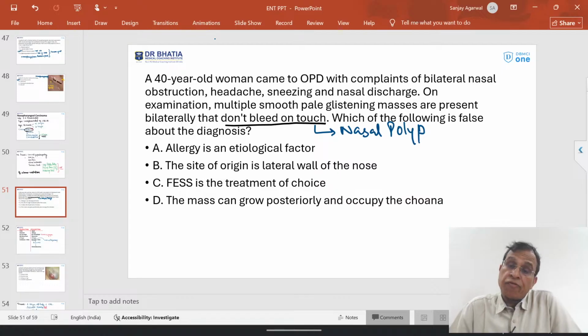So which is false about the diagnosis of this condition? A, allergy is an etiological factor. B, site of origin is lateral wall of the nose. C, FES is the treatment of choice. D, the mass can grow posteriorly and occupy the choana. So nasal polyp तो ठीक है. आंसर बताओ इसका. So वो is saying C. C, FES not done in nasal polyp. Nasal polyp का treatment of choice is FES.